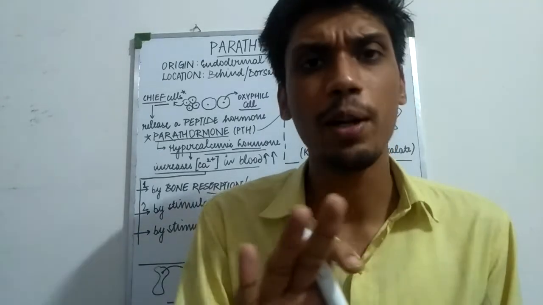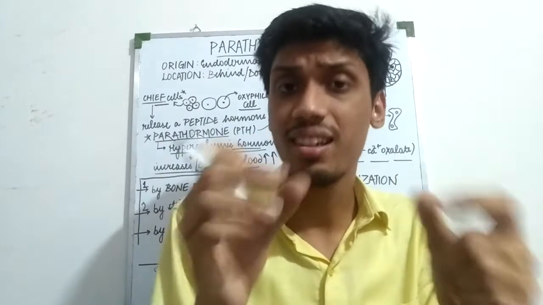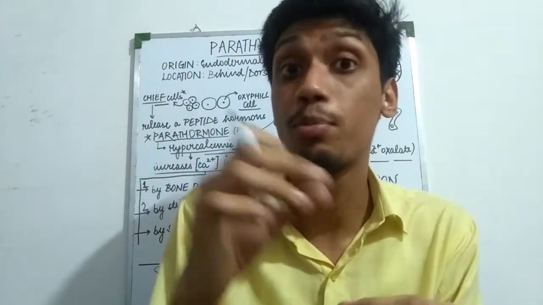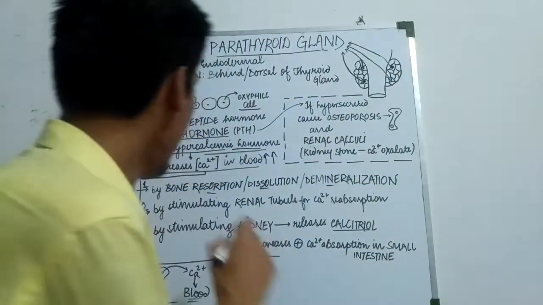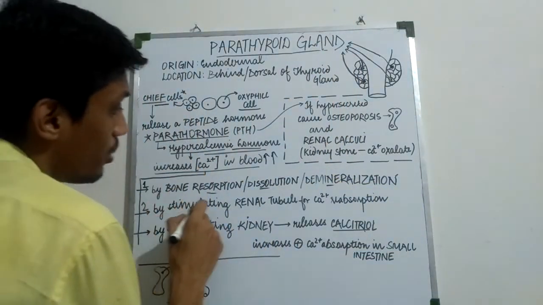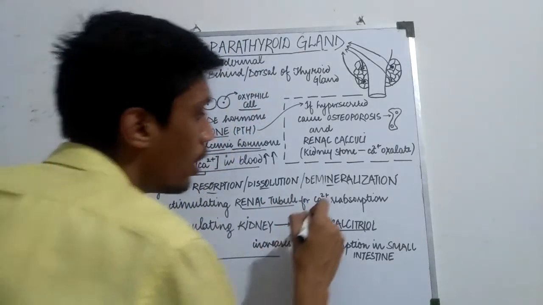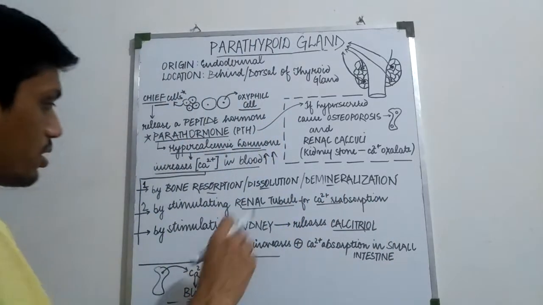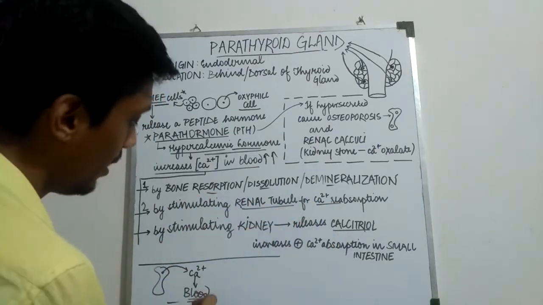Okay, we'll not go deep into it. I'm just concerned with the PCT and DCT, which are called renal tubules, and here absorption occurs of various different substances. So this hormone stimulates the renal tubule for calcium reabsorption. So this was the second way how calcium increases in the blood.